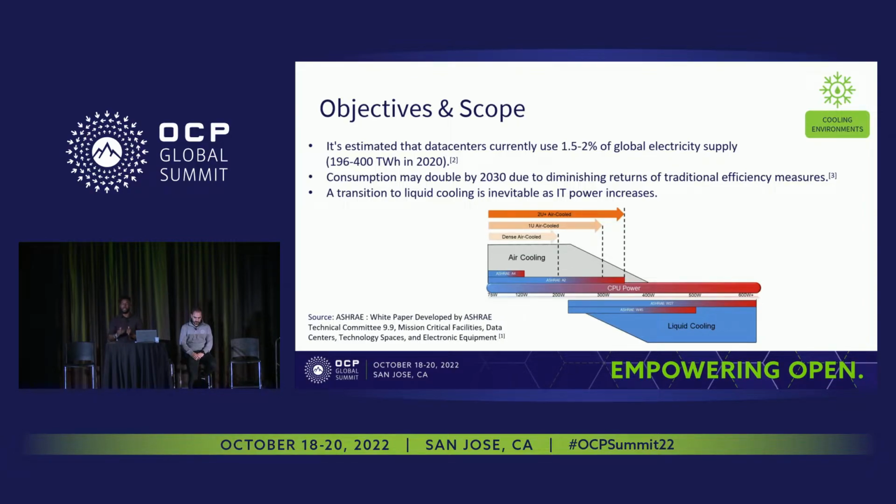ASHRAE did a white paper, that's where that diagram was taken from, where they correlated CPU power, compute power, with the available cooling methods. And it's pretty clear, I think we can all agree on that. Door heat exchangers is just one application of liquid cooling in a data center.